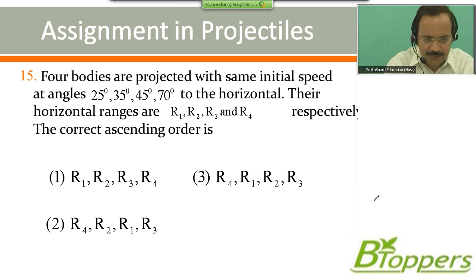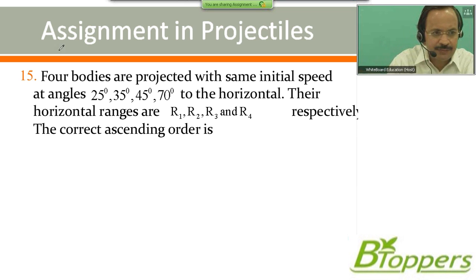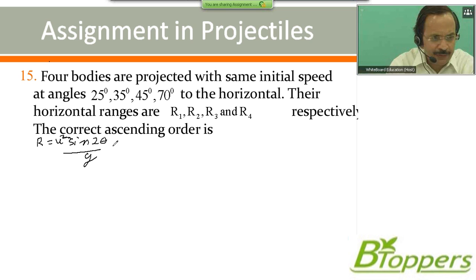For a given initial speed of the projectile, the horizontal range of the projectile in terms of the initial speed u is given by u square into sine 2 theta by g. So for a given initial speed, the range of the projectile is proportional to the value of sine 2 theta. You have to compare the value of sine 2 theta here.